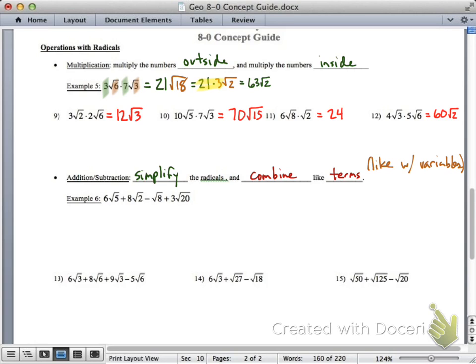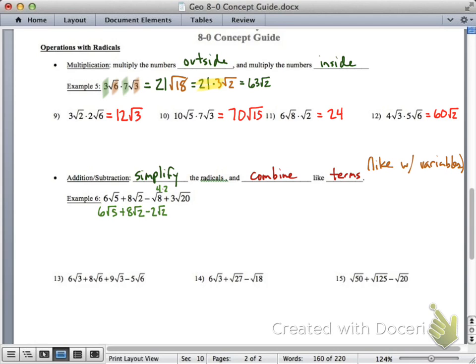So the way this works: example 6, 6 square root of 5 plus 8 square root of 2 minus square root of 8 plus 3 square root of 20. We want to simplify those radicals first. 6 square root of 5 will not simplify. 8 square root of 2 will not simplify on its own. But the square root of 8 will. There's a 4 that goes into 8, or 2 times 2 times 2 is what 8 is. We get 2 square root of 2.